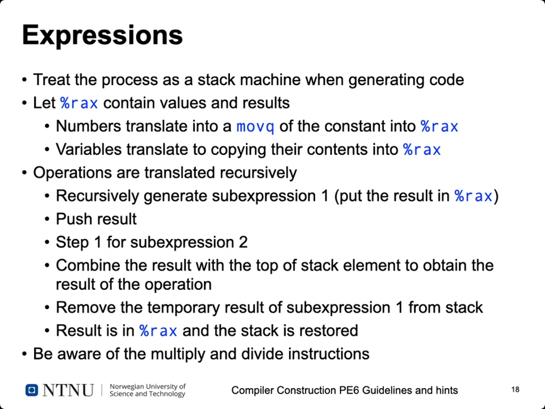So you first generate sub-expression 1, put the result in RAX, and push the result. Step 1 will then be repeated for sub-expression 2. Then we can combine the results when you walk down the left and right part of your expression tree with the top of stack element. So you generate the additional instruction to combine the two sub-results of your sub-expressions. Then you can remove the temporary result of sub-expression 1 from the stack, and the result is then in RAX, and the stack is restored. Take care of multiply and divide instructions because they have special constraints for registers they can put results into.